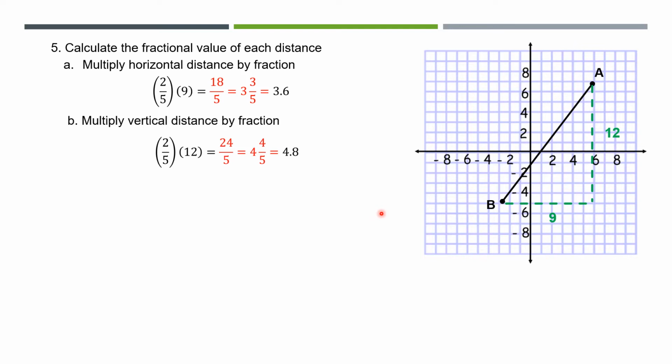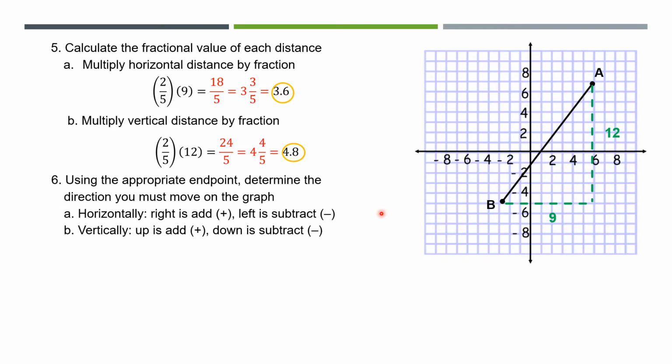Okay, so remember, I like to circle these. So 3.6 and 4.8 are what I'm going to be working with. Now I need to make a decision which direction I'm going. Now, A was listed first everywhere in that question, so that's where we're going to go from, is point A. So from point A, we're going to be going left and down. So you can see this arrow is pointing to my left, but it's also pointing down. So from point A, which is the ordered pair 6, 7, we're going to be going left and down.